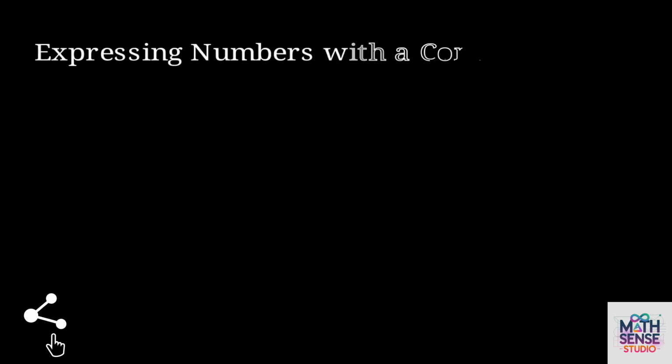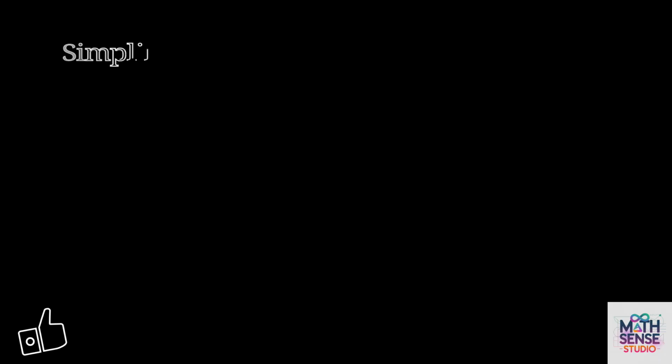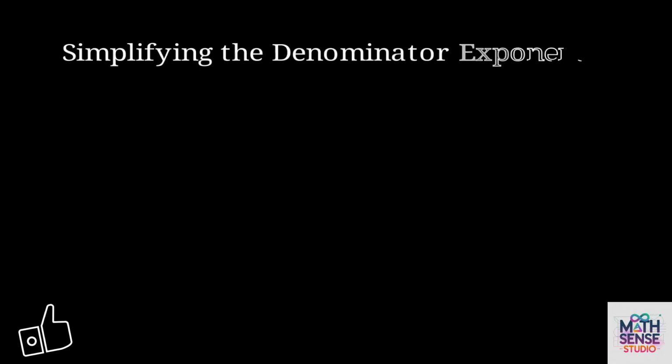As we express the numbers with the common base, 8 becomes 2 cube, 4 becomes 2 square, and the expression becomes 2 to the power 9 to the power x by 2 cube to the power 3 to the power x equals 2 to the power minus 2. So as we simplify the denominator, we get 2 cube times 3 to the power x, which can be written as this.